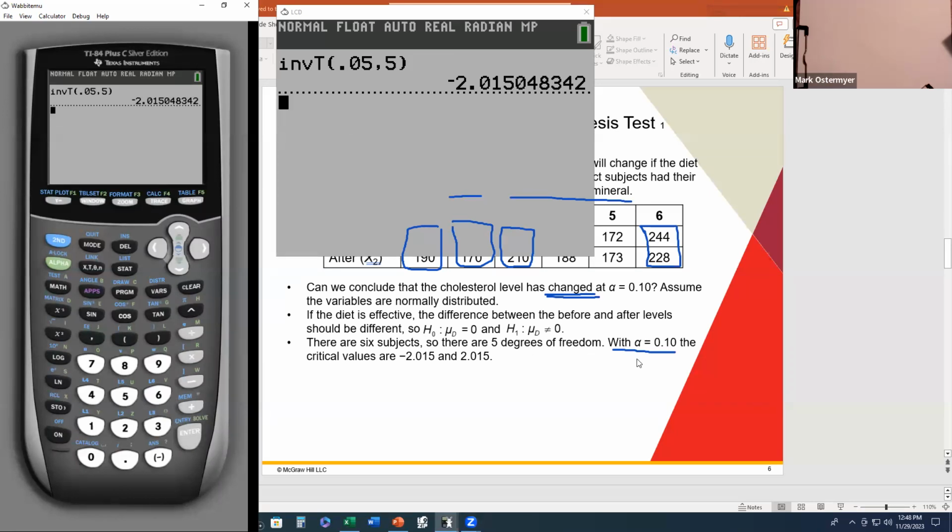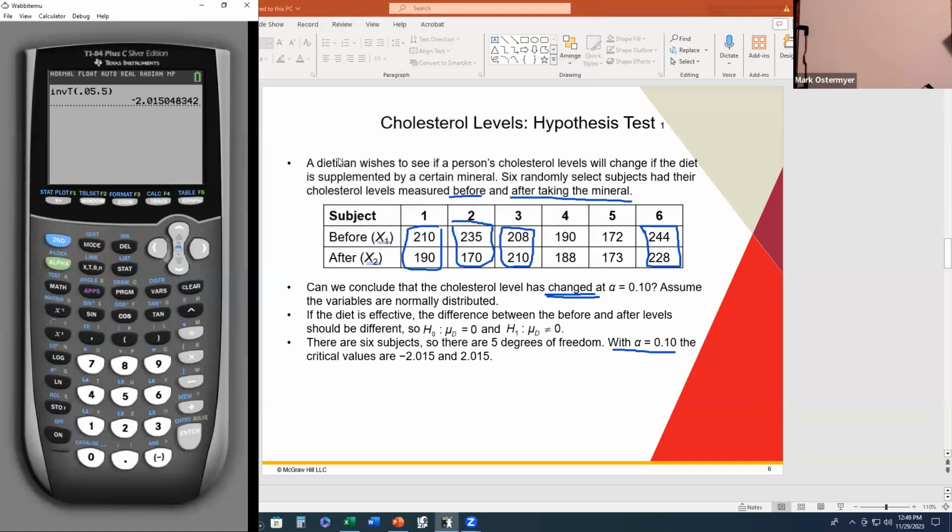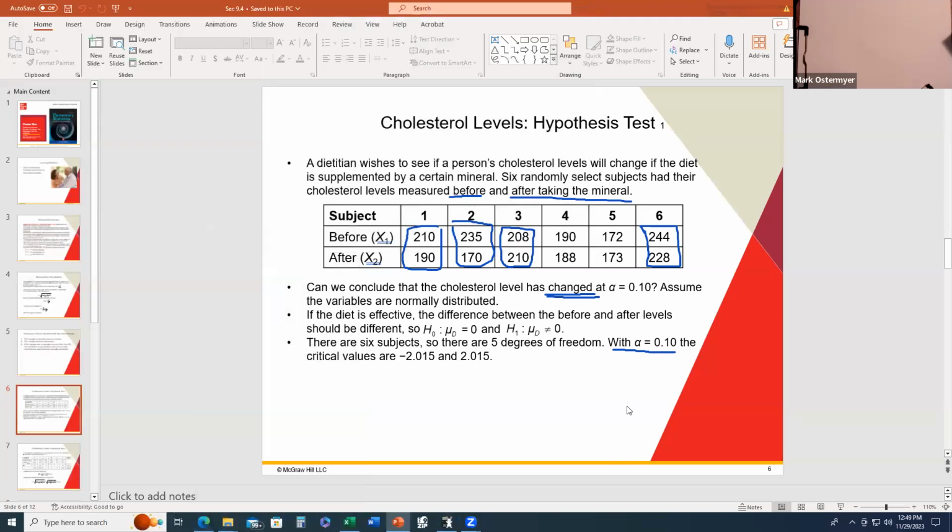And you should also obtain that value from the table, the t-table in your appendix of your textbook. I understand there's at least one person that doesn't have the inverse t function on the calculator, but you should still be able to get those from the table. If you ever have any difficulty with that, let me know. All right, so now we know our critical t values.